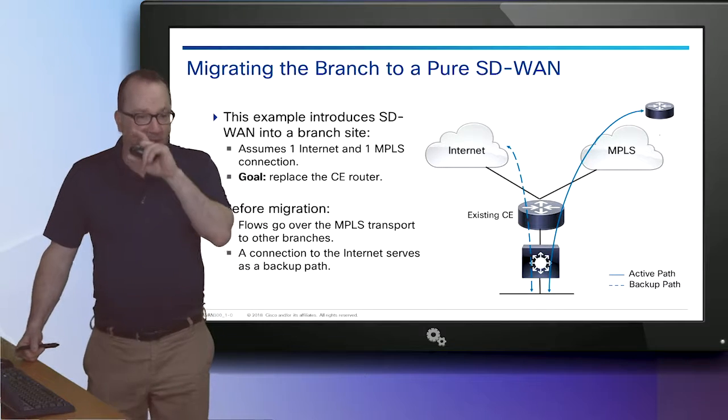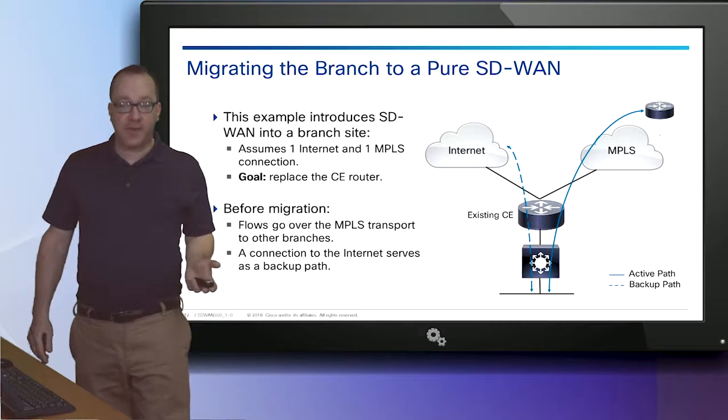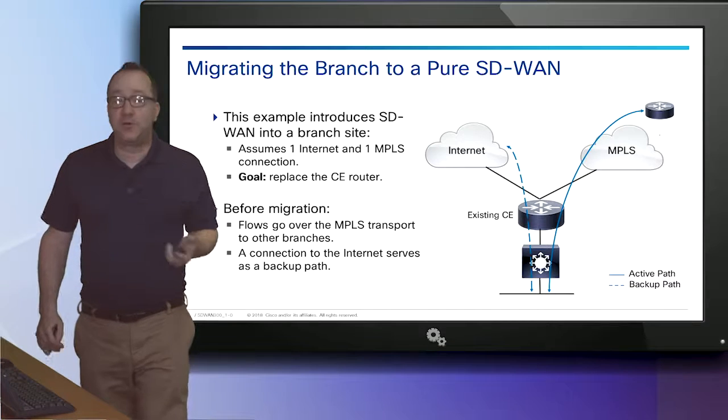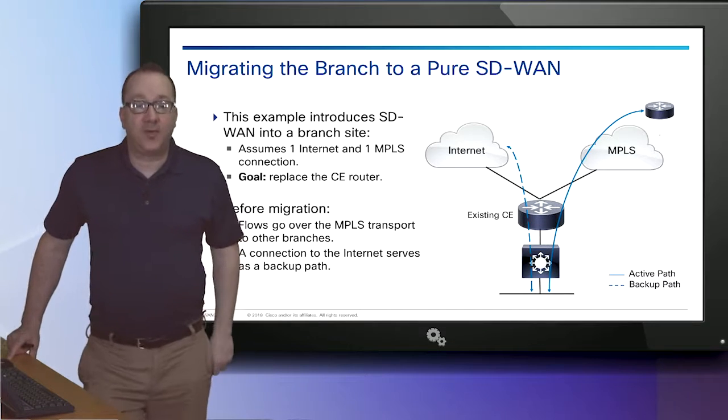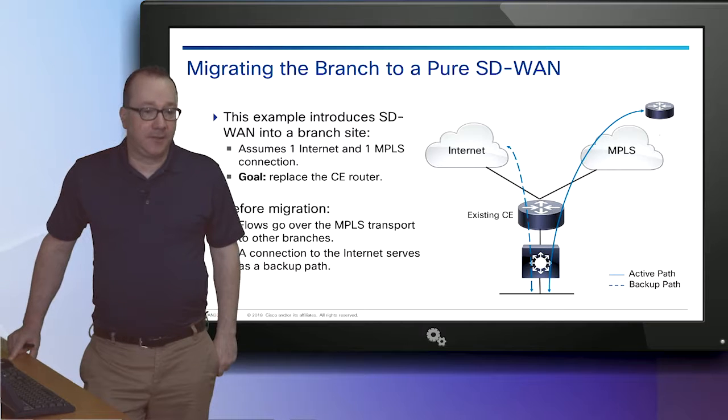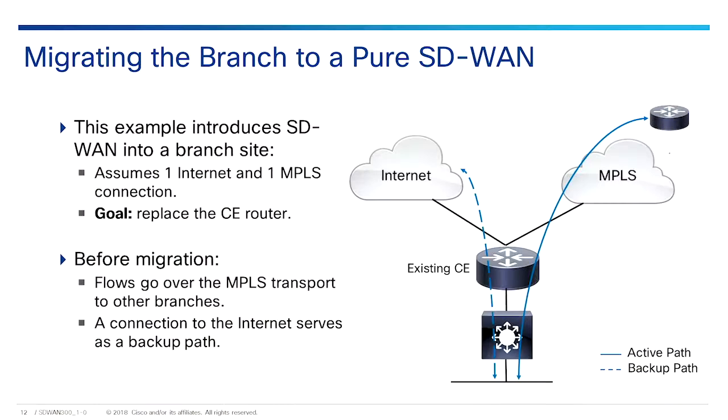So let's do an example of how to introduce SD-WAN into a branch site. And we assume one internet, one MPLS connection. The goal here is to replace that CE router. Before the migration, the flows go over the MPLS transport to other branches, and a connection to the internet serves as a backup path. Okay? So basically, we have a core switch, a CE router, and then the CE router has two connections.